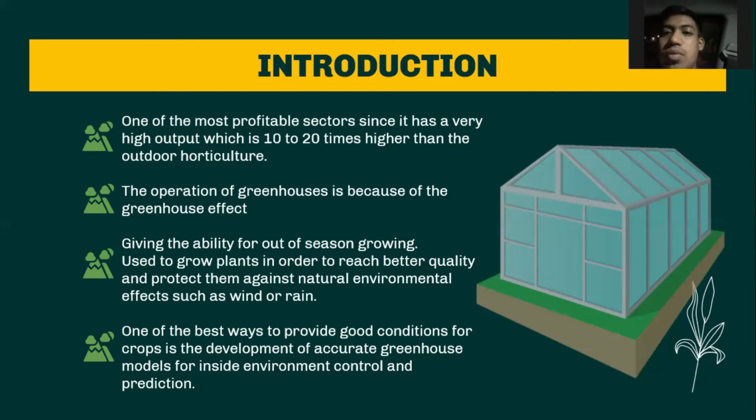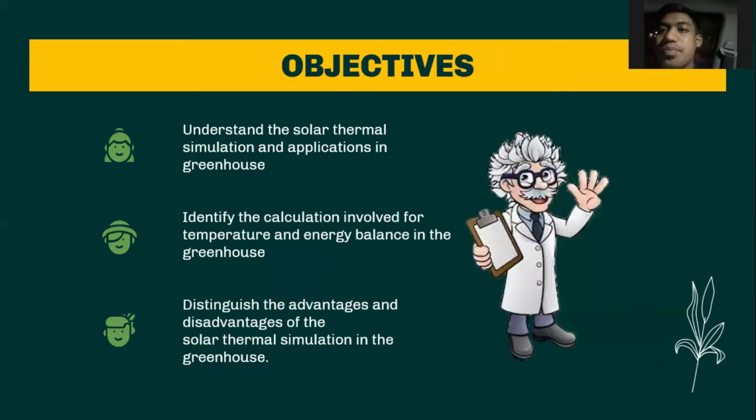rain. One of the best ways to provide good condition for crops is the development of accurate greenhouse models for inside environment control and prediction. Okay, so this is the overview. I'm going to pass the presentation.